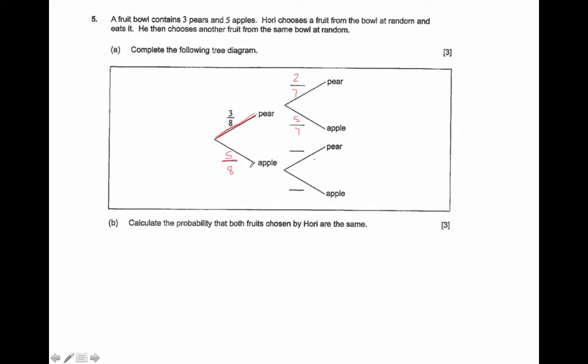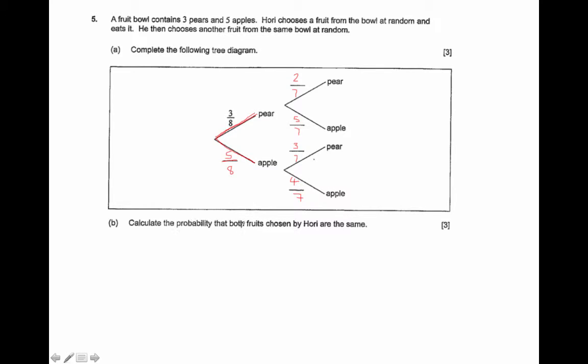So the number of fruit goes down by 1. Down this branch, he's eaten an apple. So the number of pears hasn't changed, but the total number of fruit has. And if we come down here, he's eaten an apple. So what's going to happen with the apples now? The apples will have gone down by 1, and the total number of fruit would have gone down by 1 as well. So you would have got 3 marks for filling in your tree diagram.